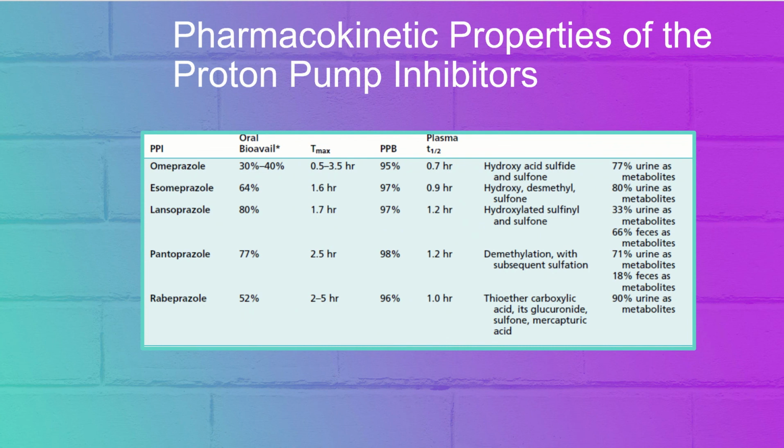So in terms of the pharmacokinetic properties of the PPIs, omeprazole is 30 to 40% orally bioavailable, and we can see their metabolism: hydroxyl, acid, sulfide and sulfone. There are several varieties in terms of how they are metabolized and excreted. For the most part, 90% is excreted in urine as metabolites.